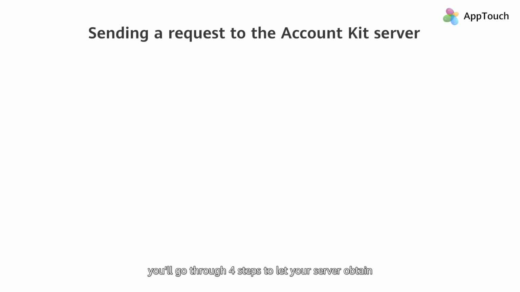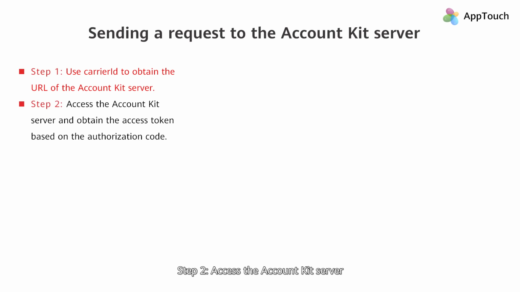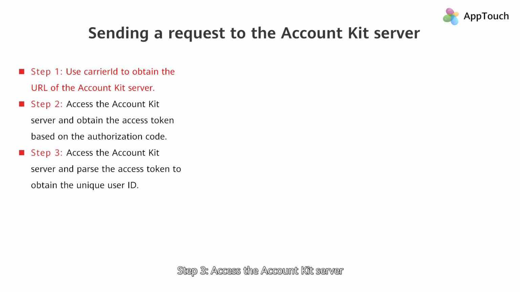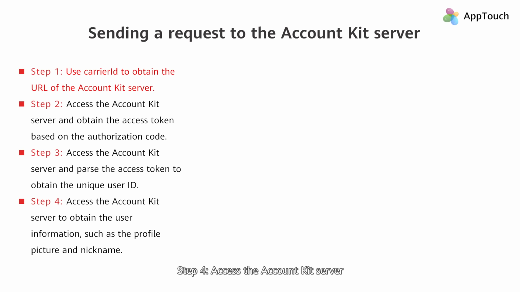After that, you'll go through 4 steps to let your server obtain account information. Step 1. Use carrier ID to obtain the URL of the AccountKit server. Step 2. Access the AccountKit server and obtain the access token based on the authorization code. Step 3. Access the AccountKit server and pass the access token to obtain the unique user ID. Step 4. Access the AccountKit server to obtain the user information, such as the profile picture and nickname.